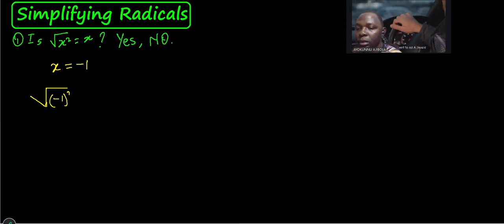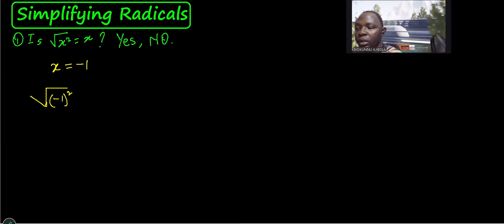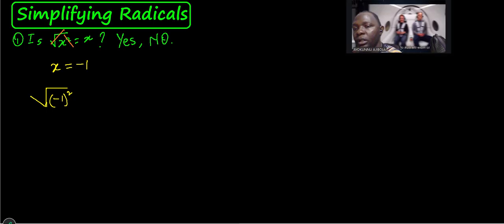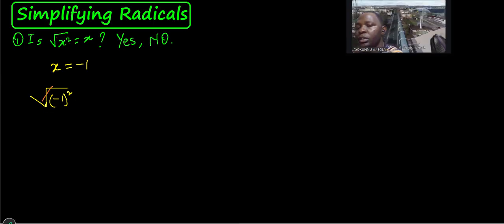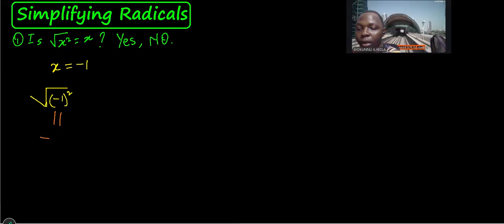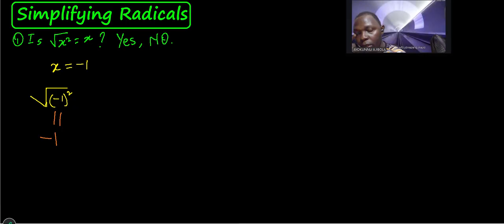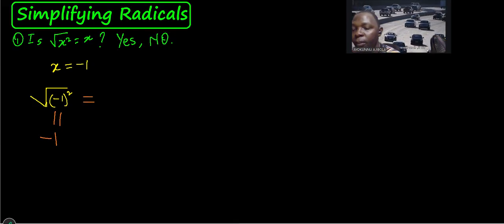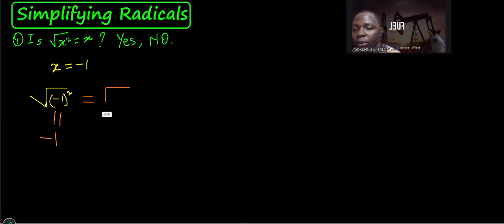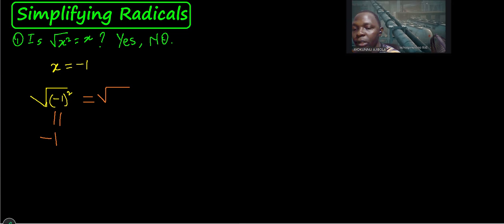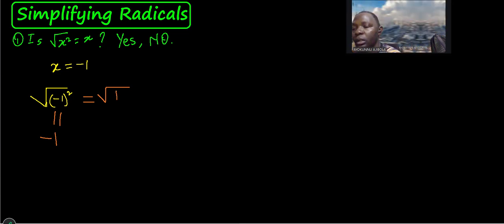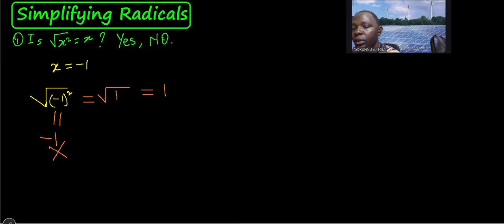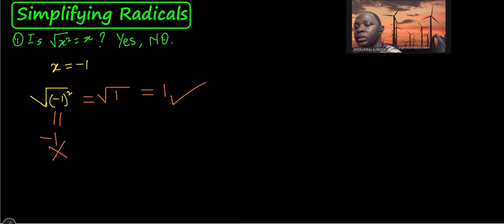Based on this, if we follow the first step that we did, canceling the root, then we will say it's going to give us -1, which is not really correct. So we can go ahead and say, what is -1 squared? That is -1 times -1, and that'll be 1. And the square root of 1 will be 1. So this is wrong and this is correct.